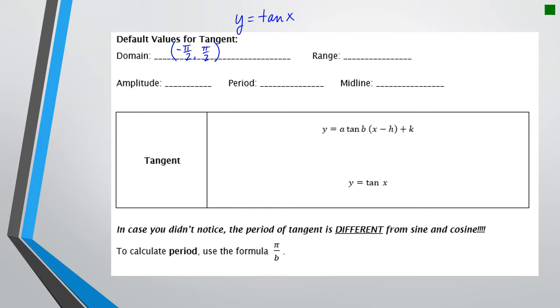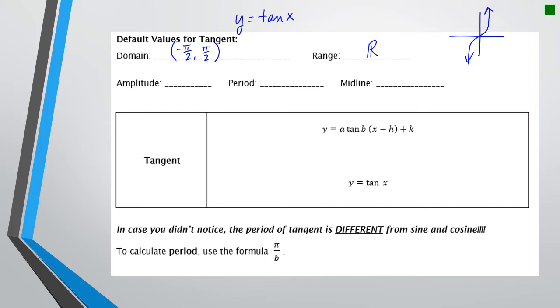Now the range is interesting too, because with sine and cosine, they went up to 1 and down to negative 1, and then they just oscillated back and forth between those two values. But for the range of tangent, because our graph looks like this, where it goes up and down forever, the range of tangent is actually all real numbers because it goes on forever and ever up and down.